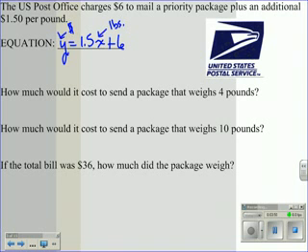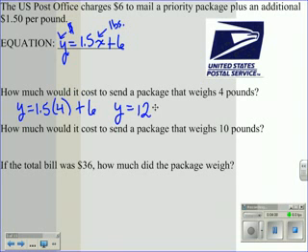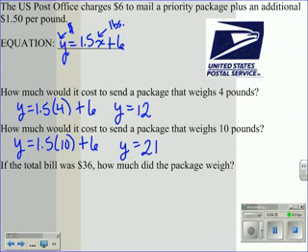How much would it cost to send the package that weighs 4 pounds? Well, let's plug it in. Y equals 1.5 times 4 pounds goes in for x plus 6. So it's going to cost us $12. How much would it cost to send a package that weighs 10 pounds? Y equals 1.5 times 10 plus 6, or $21.